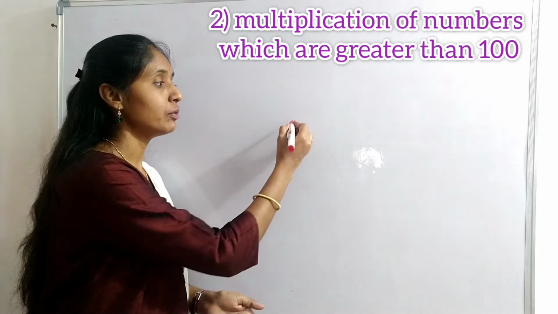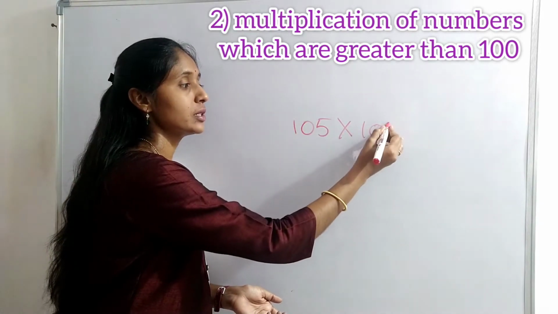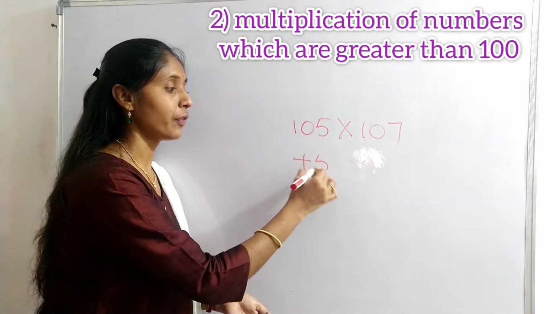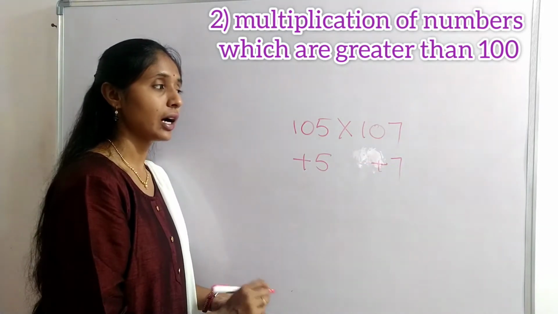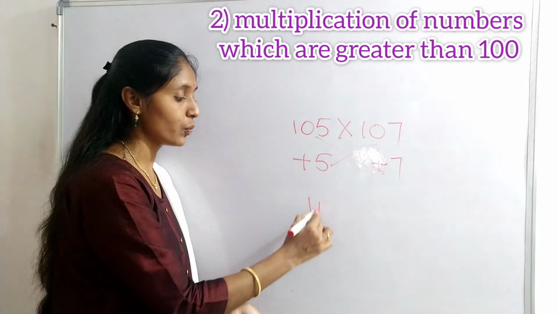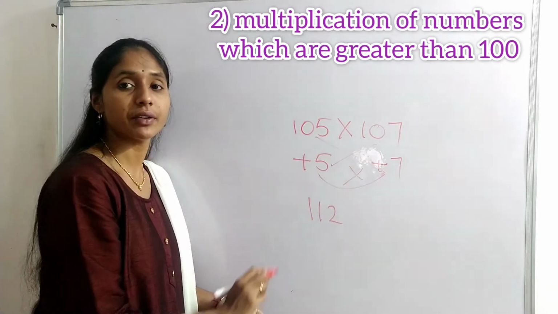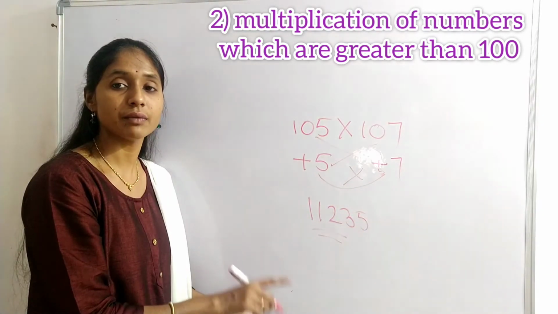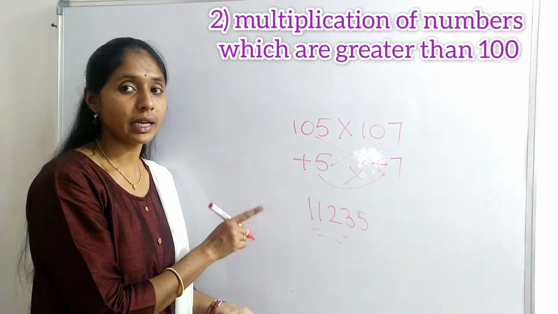Next example 105 into 107. Okay. First step, 5 is greater than 100 and 7 is greater than 100. So cross addition. 105 plus 7, 112. And multiplication of these two numbers. 7 5s are 35. Okay. Within 5 seconds we can answer multiplication question in exam.